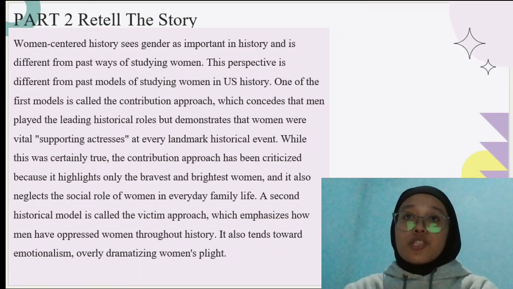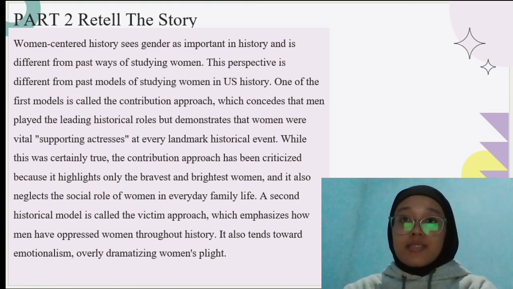Woman-centered history sees gender as important in history, in its difference from the past ways of studying women. This perspective is different from the past model of studying women in U.S. history. One of the first models is called the contribution approach, which considers that men played the leading historical roles but demonstrated that women were vital supporting actresses.